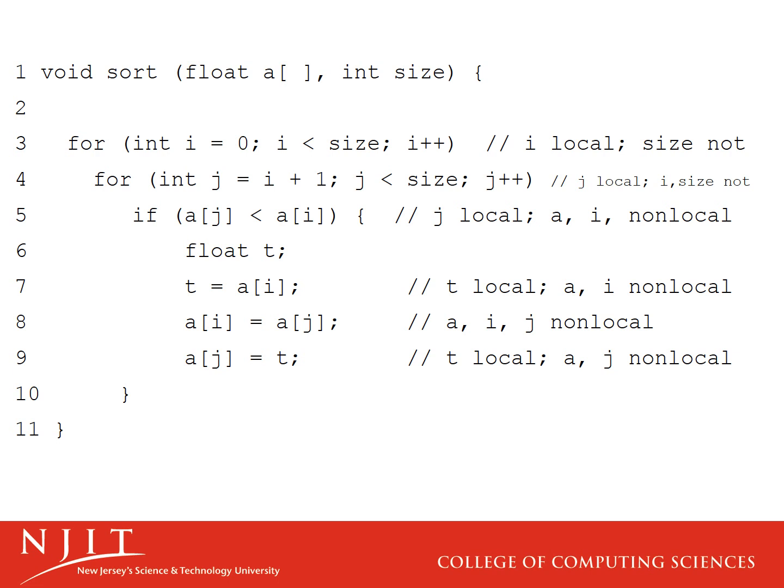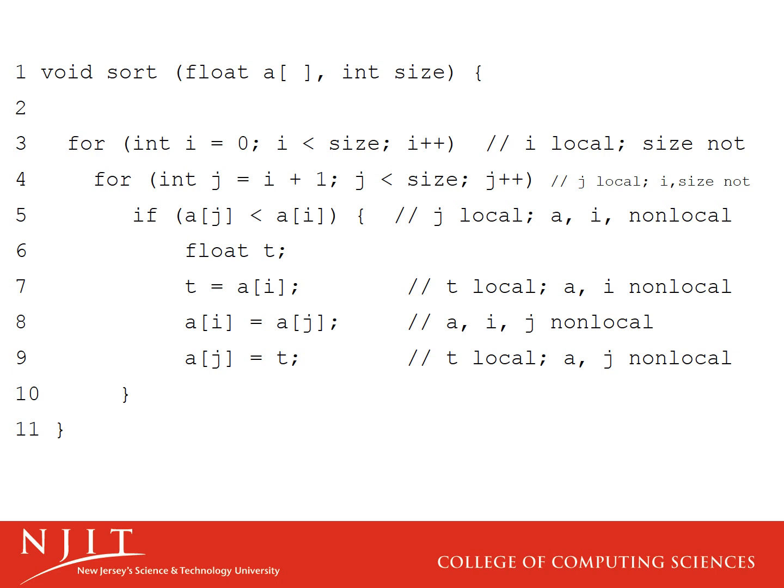Next line down, line 4, now I'm in another scope, nested inside of the for loop at line 3, which is nested inside of the function. The scope at line 4, you can see, declares a variable named j. That j is local to this scope. I is not local. Size is not local.